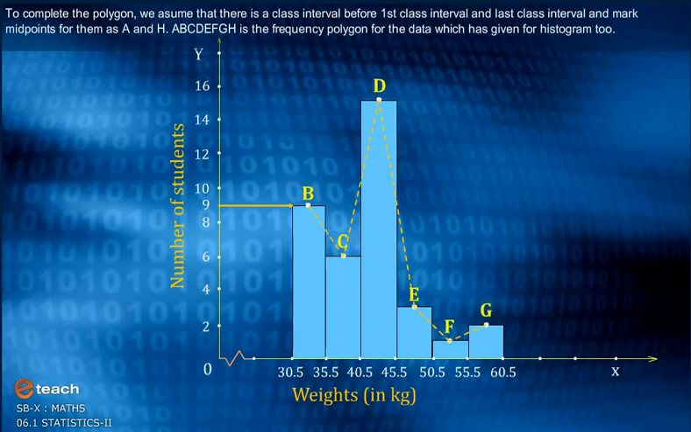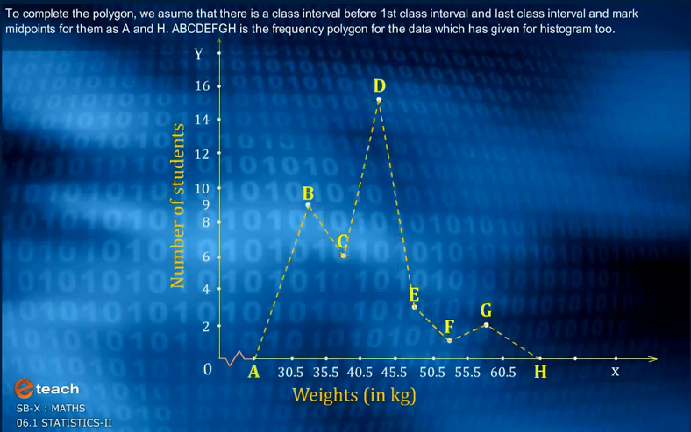To complete the polygon, we assume that there is a class interval before the first class interval and after the last class interval, and mark midpoints for them as A and H. A, B, C, D, E, F, G, H is a frequency polygon for the data given for the histogram.